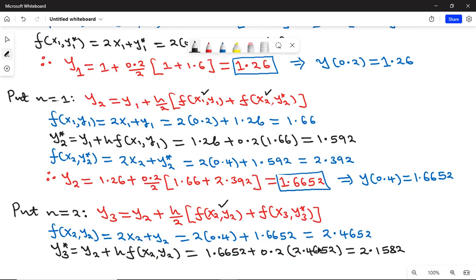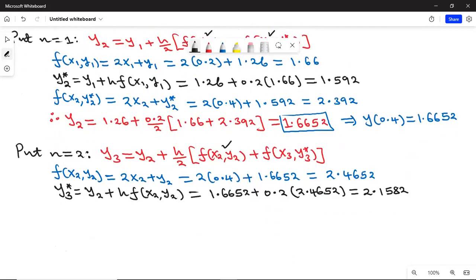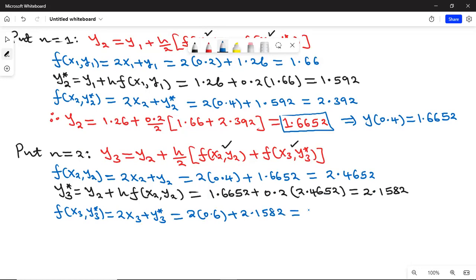So now we can find f of x3 y3 star. From the definition of f of xy, it was 2x plus y. So this will be 2x3 plus y3 star. That is 2. Our x3 is 0.6. Y3 star we have found 2.1582. And so when you press that, you need to find 3.3582. And now we have everything, so we can now find y3.